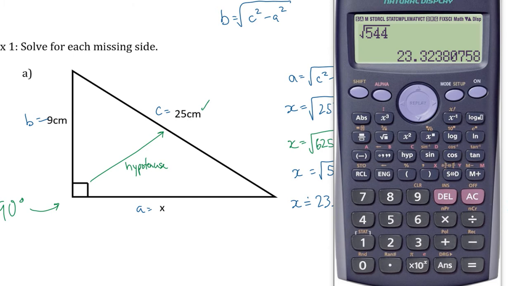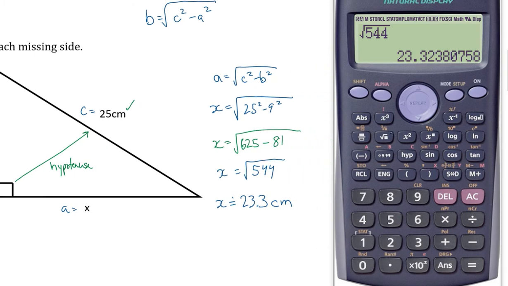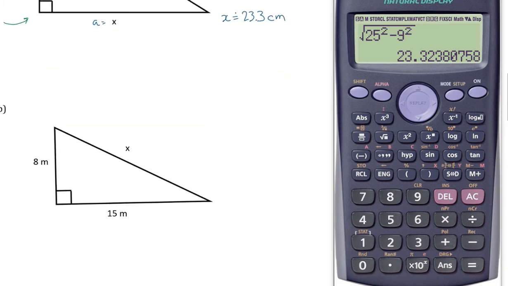Okay. So that's how you do that one. Again, I could have done it, because this calculator can do that. I could have done it all together in one shot. But that will depend on your comfort level, how you like to use your calculator, and what kind of calculator you have. Okay, let's try another one.